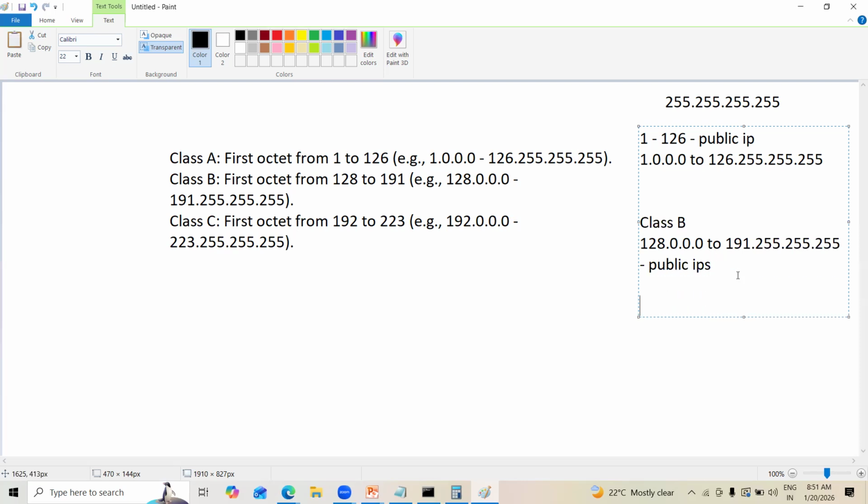We'll discuss it, don't worry. Initially it is difficult to understand, but we'll discuss later. Then after 191, class C starts from 192. For example, 192.0.2.x or 233.33.0.55. These are the public IPs of class C.